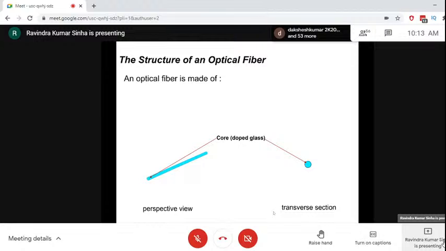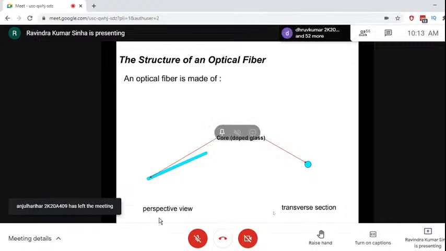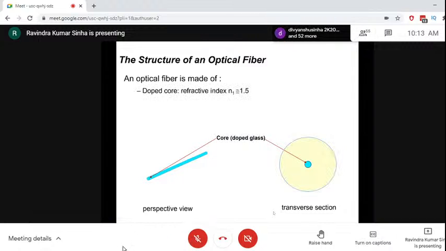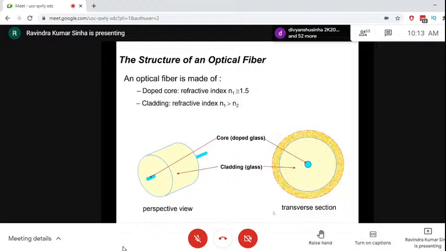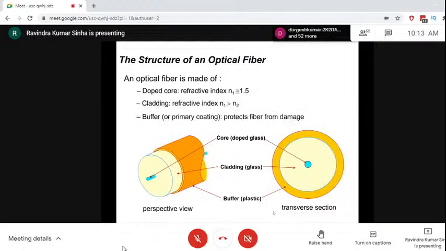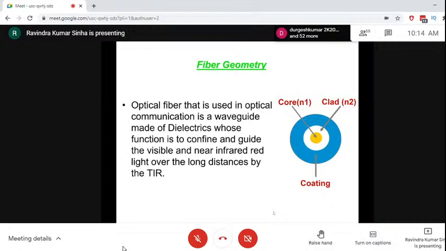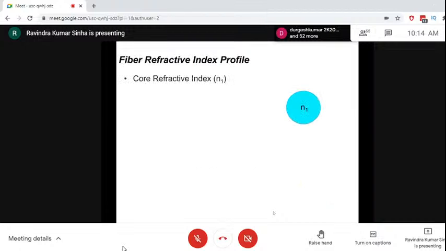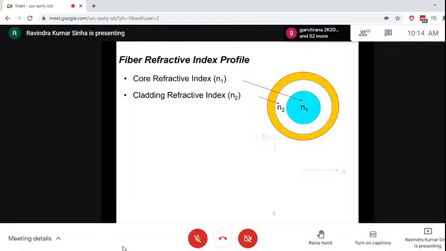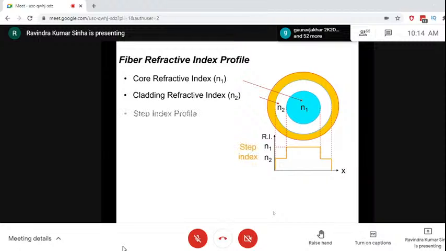Can anyone tell me what material we use for making the optical fiber which is used in communication? Doped silicon. Yeah, doped. SiO2, sir. Okay. And this also I have defined. RIP, I have told you what RIP is.